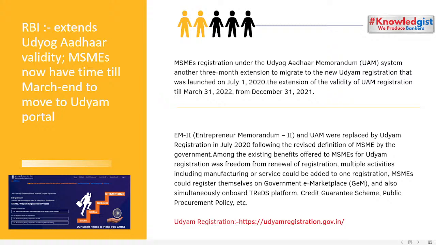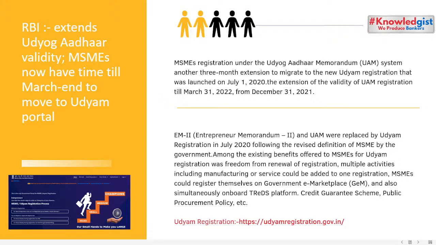Udyam card. And those who are authorized to only work in service or separately in manufacturing sector had to get additional certification. But here you can combine both of them into one. So multiple activities like manufacturing or services could be combined. MSMEs could register themselves on government e-marketplace GeM where tenders are being allocated. Think about tender, think about GeM, that is government e-marketplace, and also simultaneously onboard on the TReDS platform.